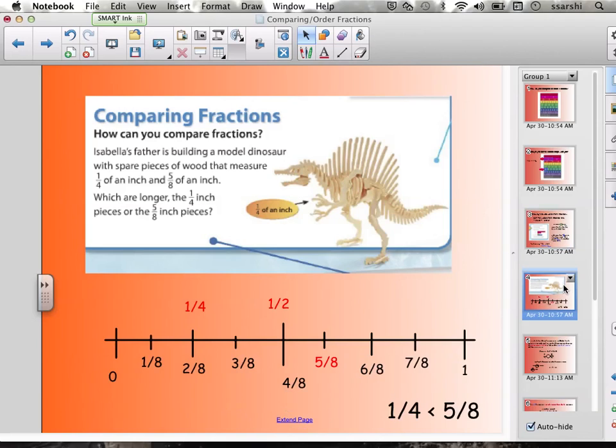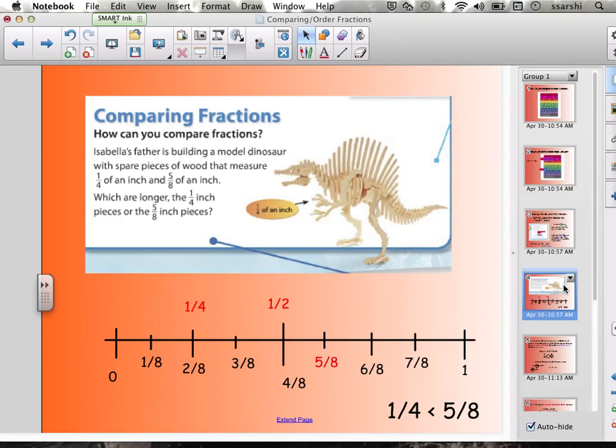And again, putting some words around this: Isabella's father is building a model dinosaur with spare pieces of wood that measure 1/4 of an inch and 5/8 of an inch. Which are longer, the 1/4 inch pieces or the 5/8 inch pieces?